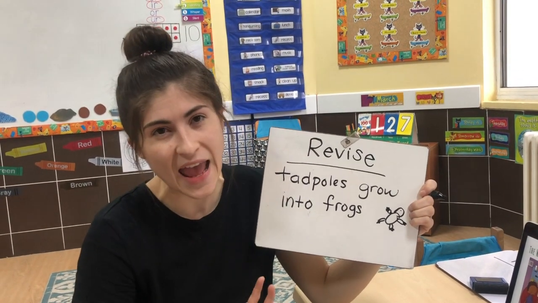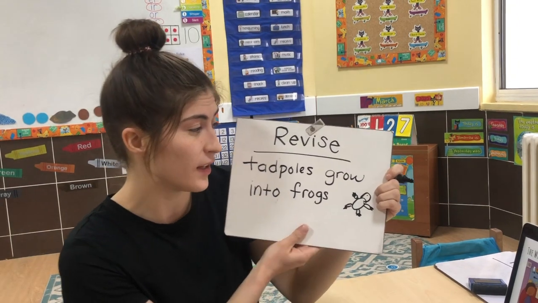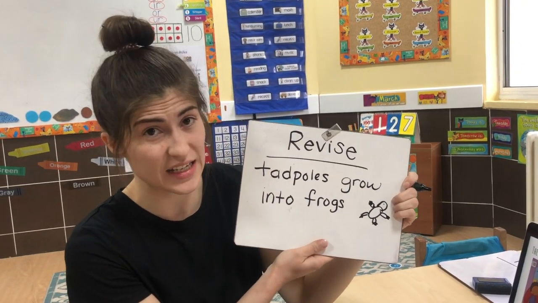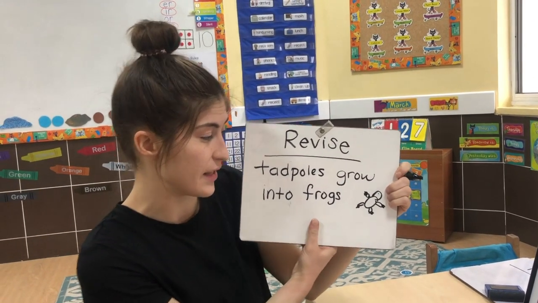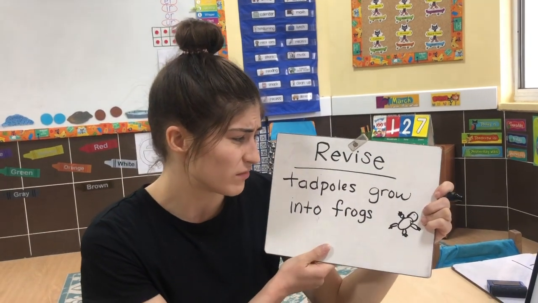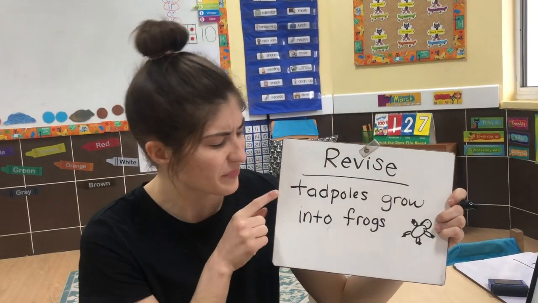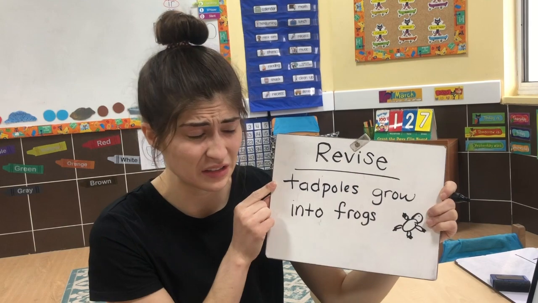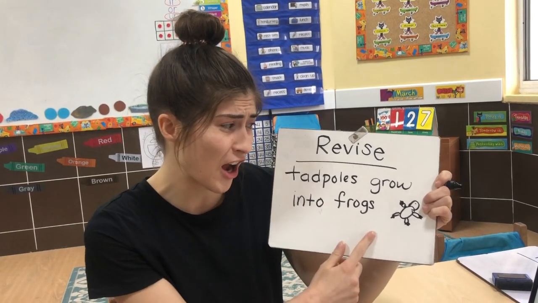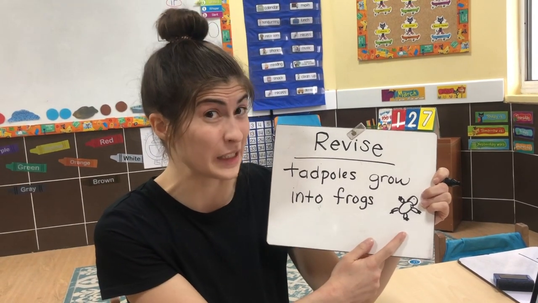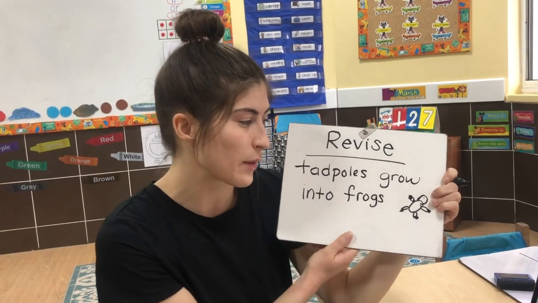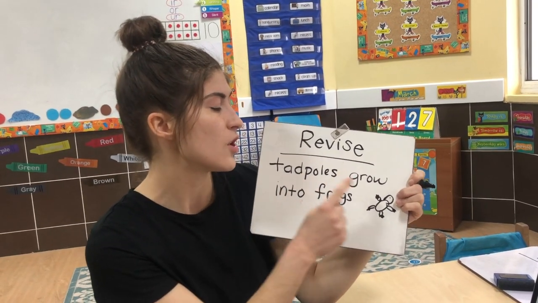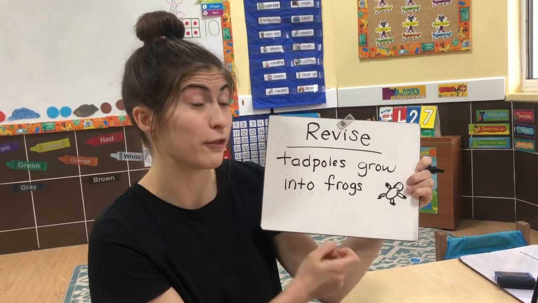What words can I add to make my writing have better details so people can understand it even more? Well, let me think for a second. Tadpoles are pretty small. And when they grow into frogs, they get pretty big. So I think I want to write that tadpoles grow into big frogs.